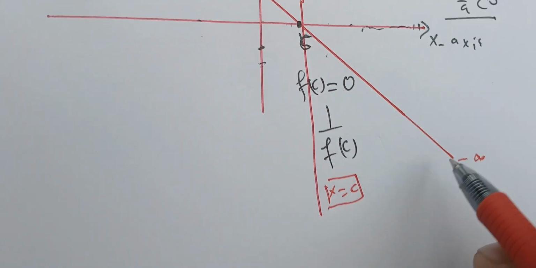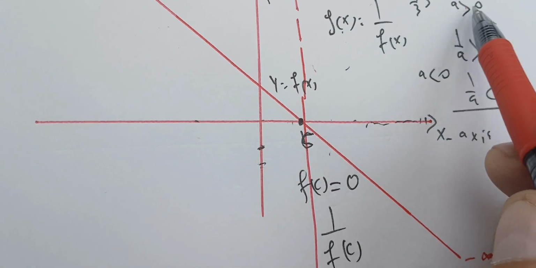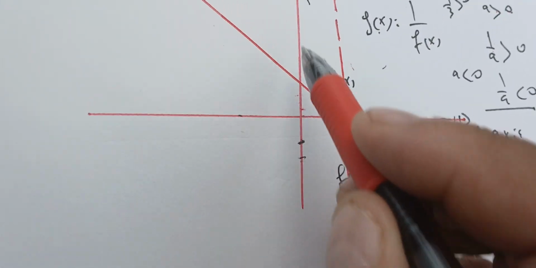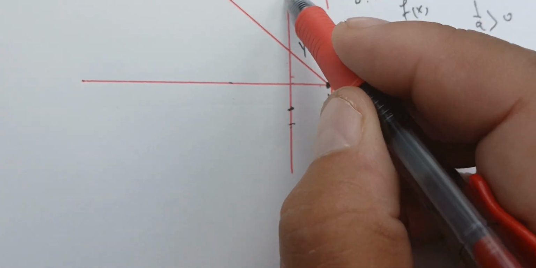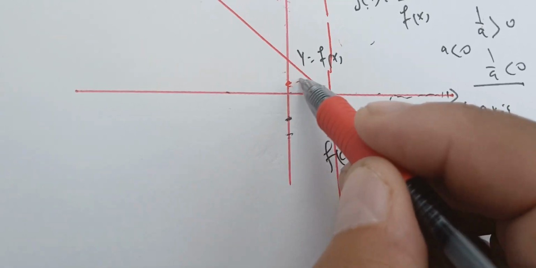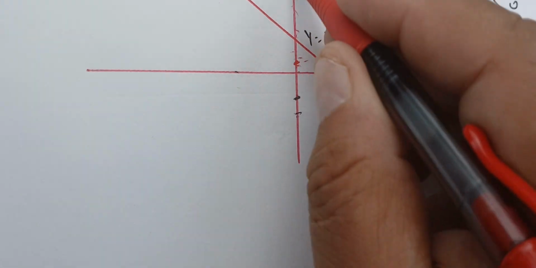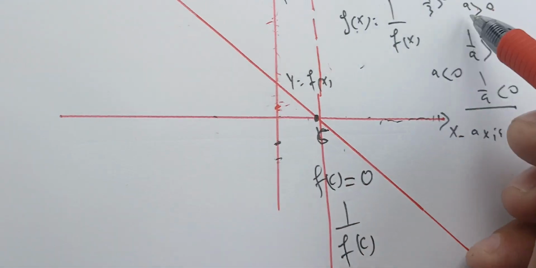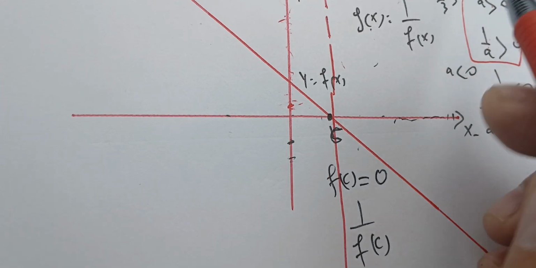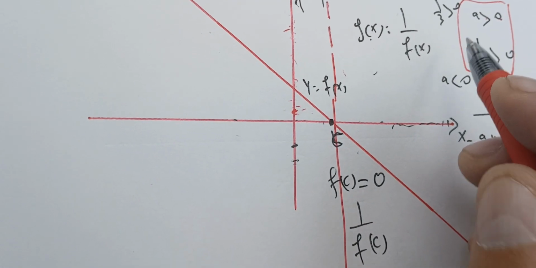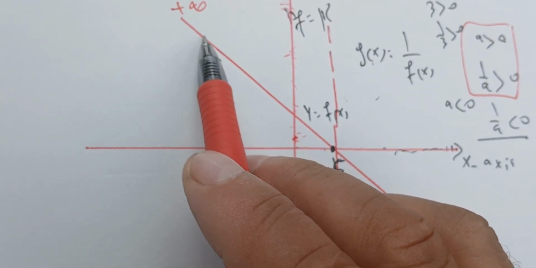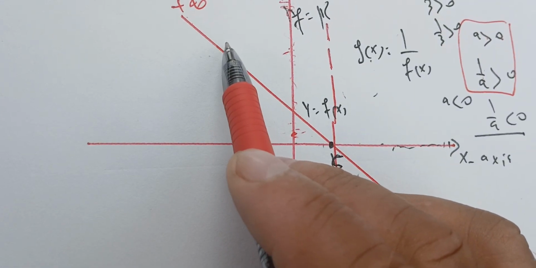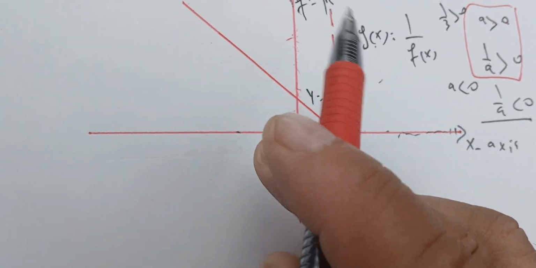It's minus infinity. Here we're going to use this fact: a bigger than 0 means 1 over a is bigger than 0. Note that on this y-axis, all these values are positive. Therefore, when we flip them, we're still going to have positive values. Note that in this case our function is positive decreasing. So when we flip them, it's going to be positive increasing.